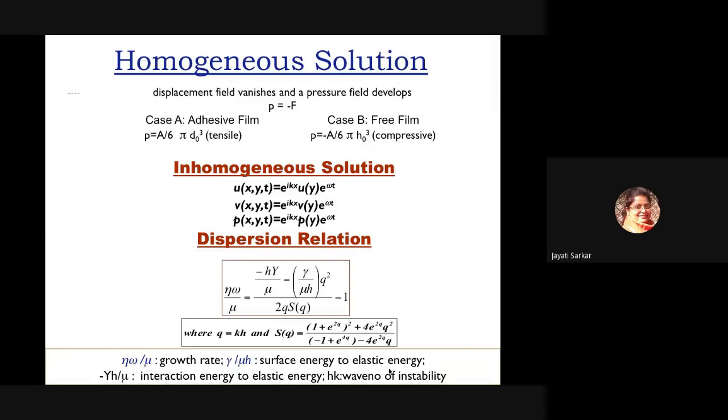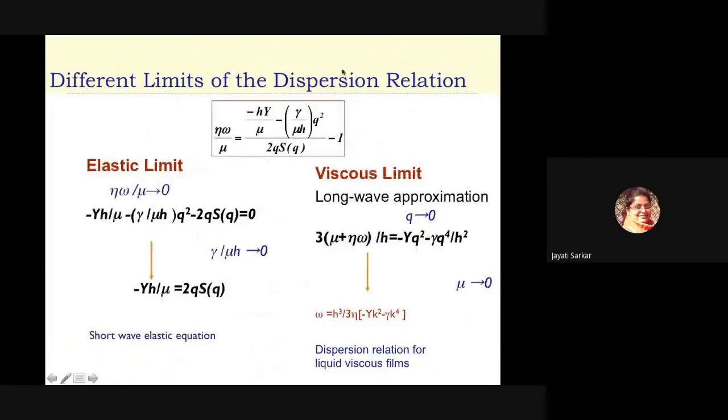So we can see that there is an interplay of all these energies, all these non-dimensional numbers, that give rise to different types of behavior in adhesive and free films. Different limits: if I want to take the elastic limit, one can take it by considering that the viscosity in the film is negligible. Once one takes that and further does it for thicker films, where H is very high, one gets the energetics. This is exactly the equation that we are solving for the short-wave elastic equation.